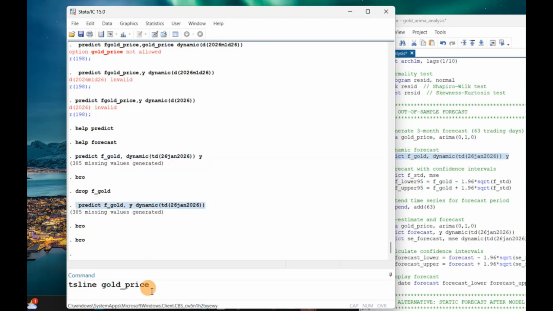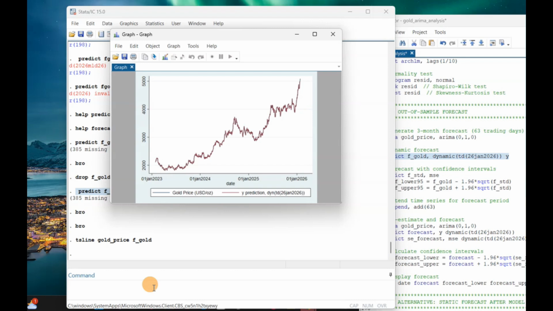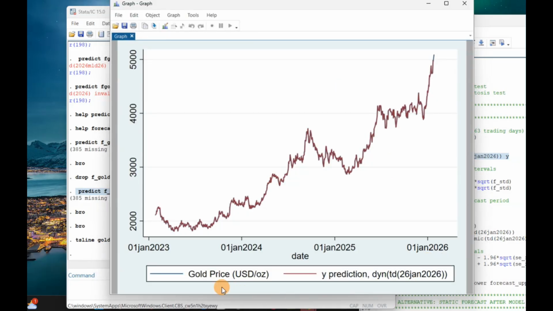Yes. The last one, the browse. No, this one, predict FC. Yes.